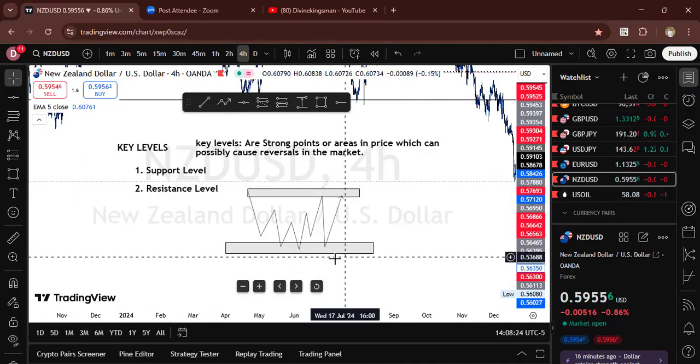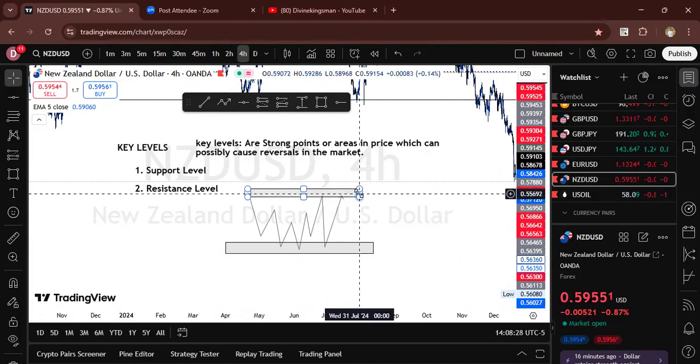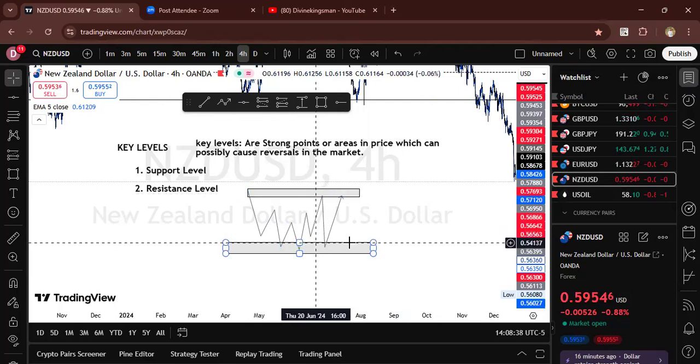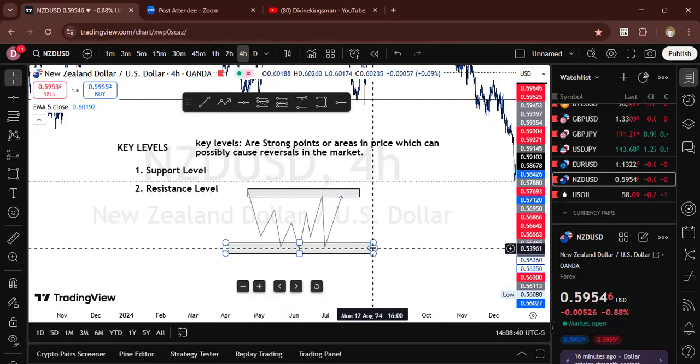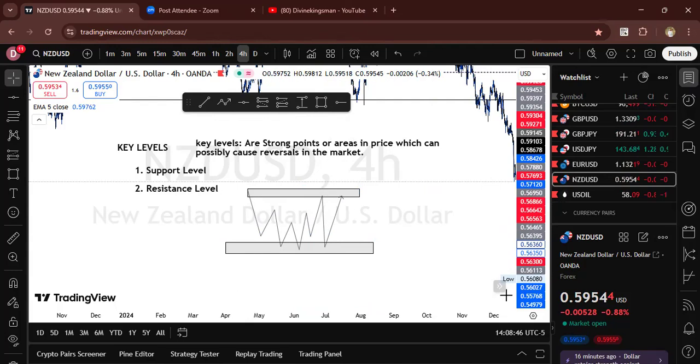This is our support level, where you can enter for a buy, while this is our resistance level, where you can enter for a sell. Whenever you're trading a resistance level, you should be looking to sell, but you don't just sell because it's a resistance level. You have to have other confirmations. For a support level, you should be looking for a buy. So this is your support level and this is your resistance level. I hope this is clear.